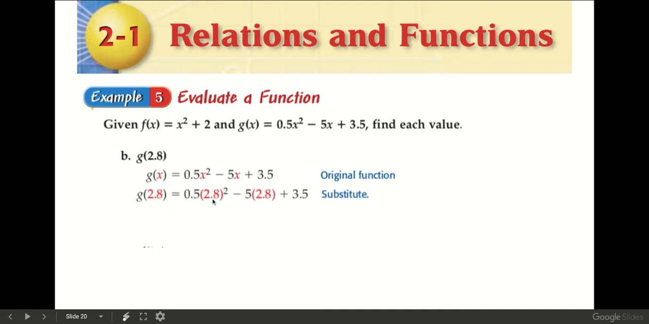Simplify it. So the first thing I would do is make sure I follow my order of operations, right? I'm going to square 2.8 first, then multiply, then subtract and add. So 2.8 squared times 0.5 is 3.92. 5 times 2.8 is 14. And then finish off my math there, right? Add that all together, and it gets me negative 6.58. So now I know that g of 2.8 equals negative 6.58.